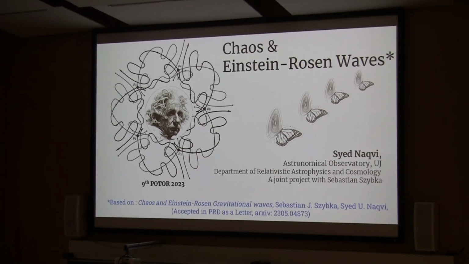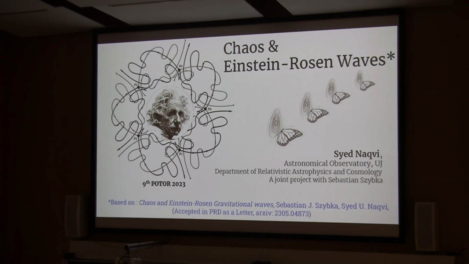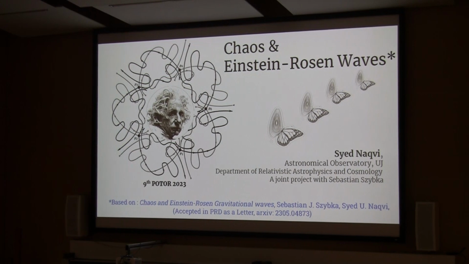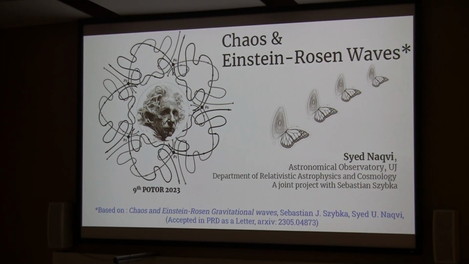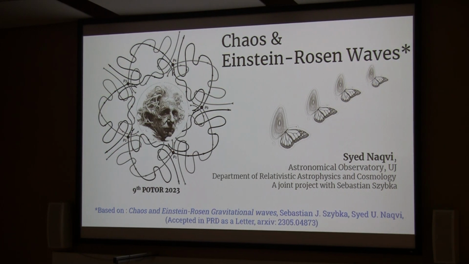Today the main motive of this talk is to understand why Einstein is covered with those sort of wiggly lines. The title of my talk is Chaos and Einstein-Rosen waves. Here I mean the Einstein-Rosen gravitational waves. This is joint work done with Sebastian Schefter, and recently it was accepted in PRD as a letter.